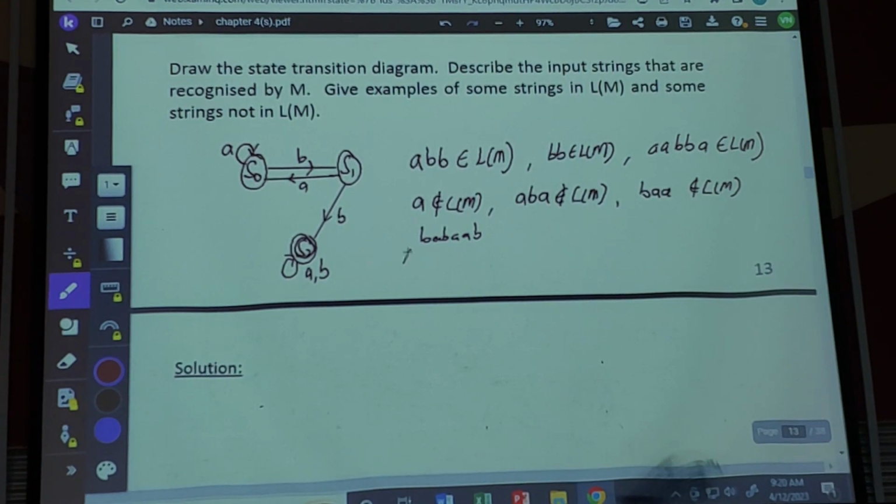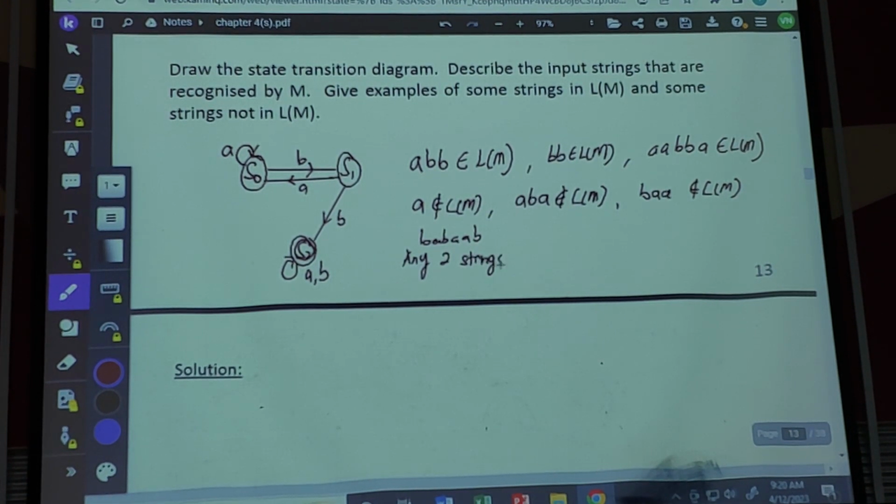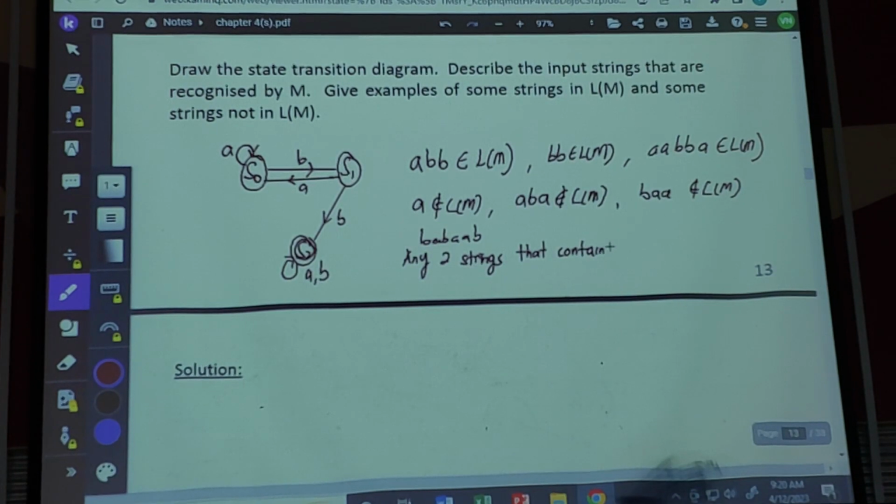Okay, so you just write the conclusion here. Any string that contains two B's together is recognized by the machine.